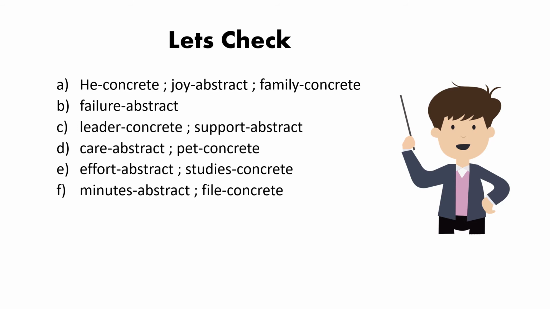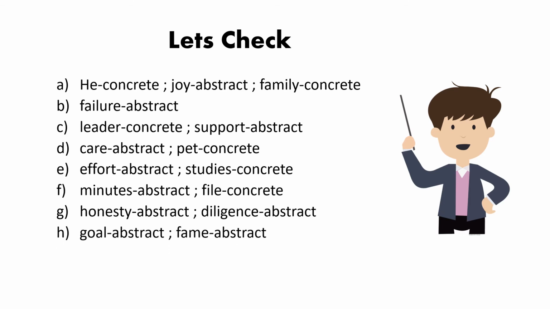In the sixth sentence, there are two words highlighted. Minutes, abstract noun. File, concrete noun. In the seventh sentence, there are two words highlighted. Honesty, abstract noun. Diligence, abstract noun. In the eighth sentence, there are two words highlighted. Goal, abstract noun. Fame, abstract noun.